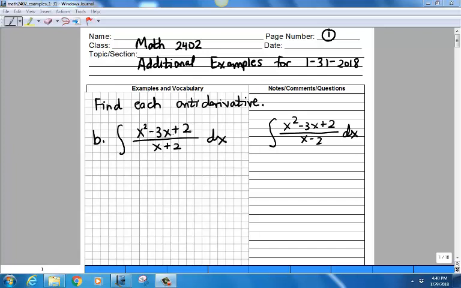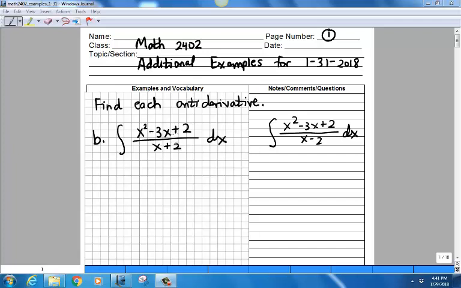So here we see in the numerator, this is degree 2, right? Because the highest power of the unknown in this polynomial expression is 2. And in the bottom, we have a linear polynomial. This is degree 1 because the highest power of x here in the denominator is 1. And of course, 2 is bigger than 1. So this is a case where long division might help us.